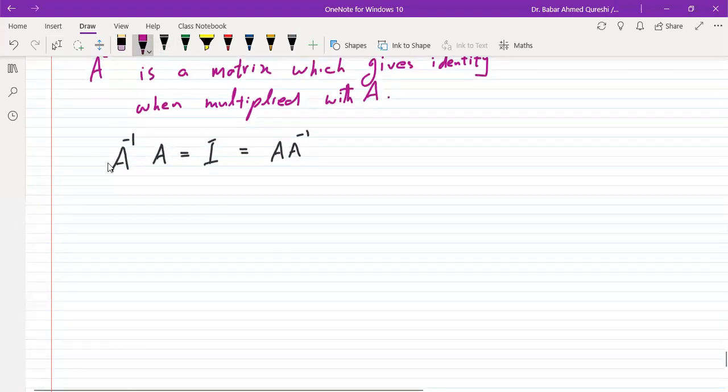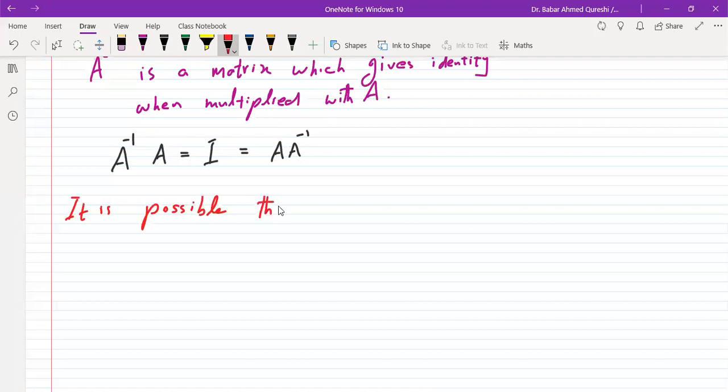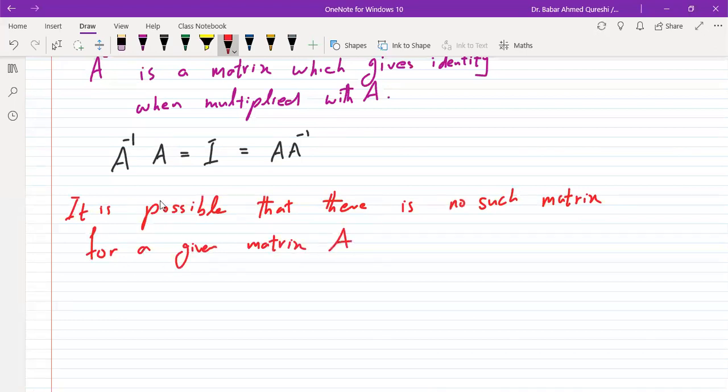Now, it may happen. It is possible that there is no such matrix. There's no guarantee that you will have a matrix like that for a given matrix A. If that happens, then you say A is singular.